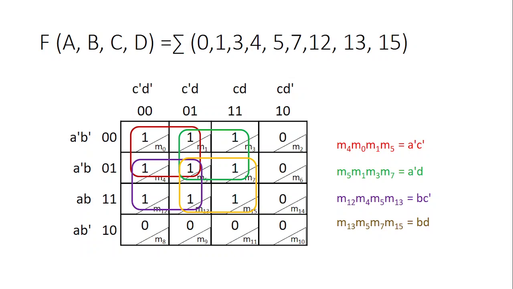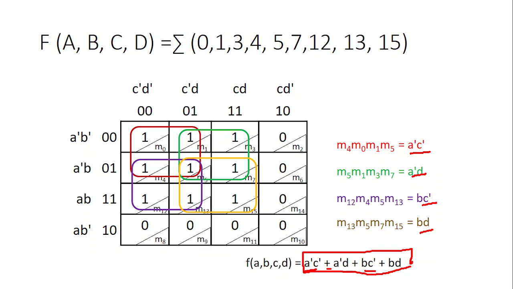Once you have done that, these are all product terms. Add them together to make the sum of the products. So your final expression would be, you take the first term, that is AC, A bar C bar. You write it here, plus the next term A bar D, next B bar C bar, and BD. So you write this expression. This is the reduced expression.